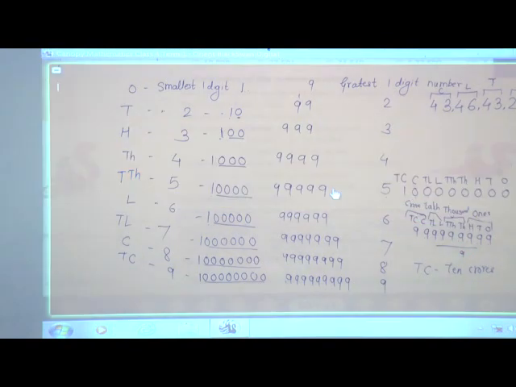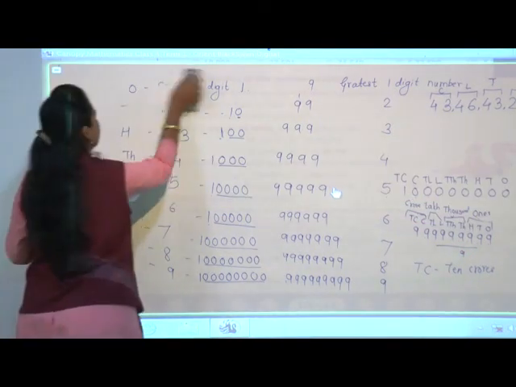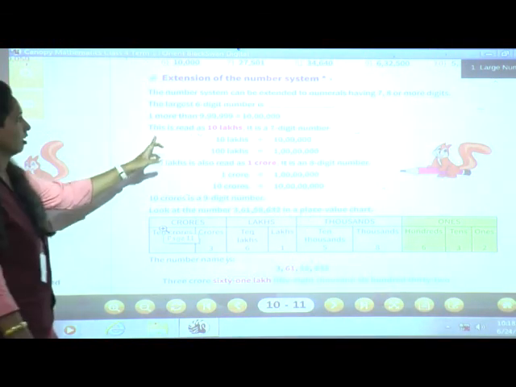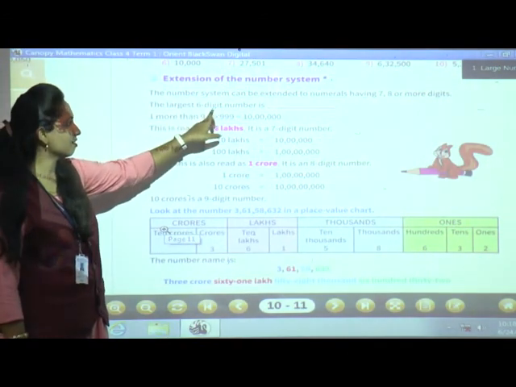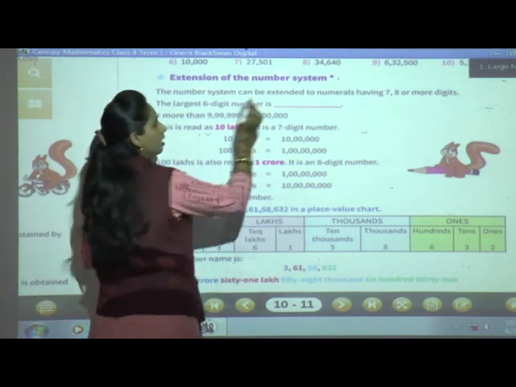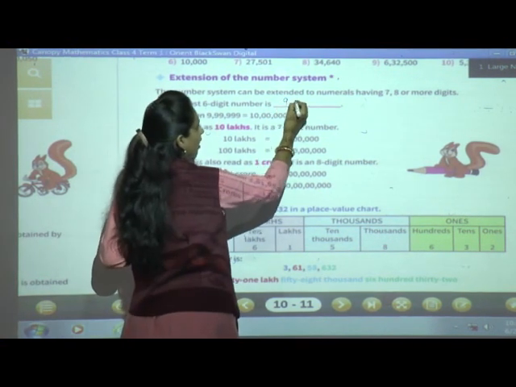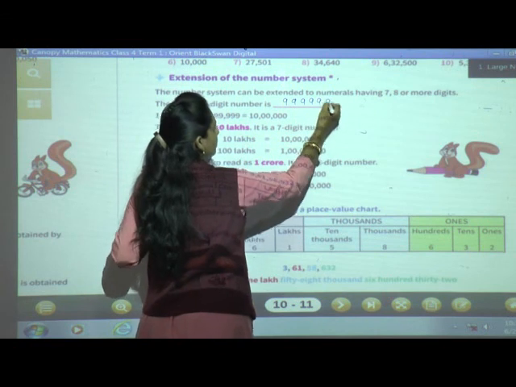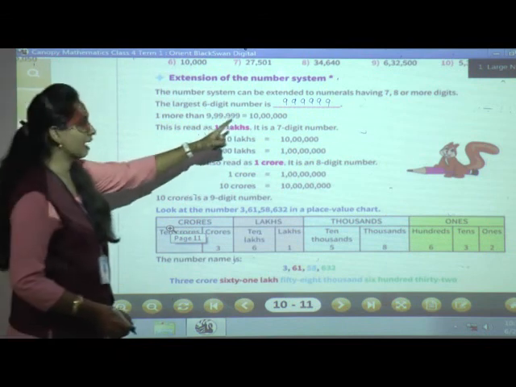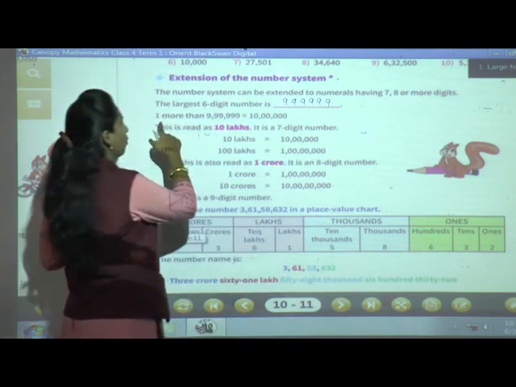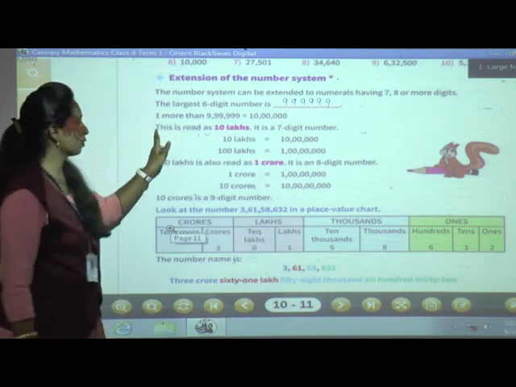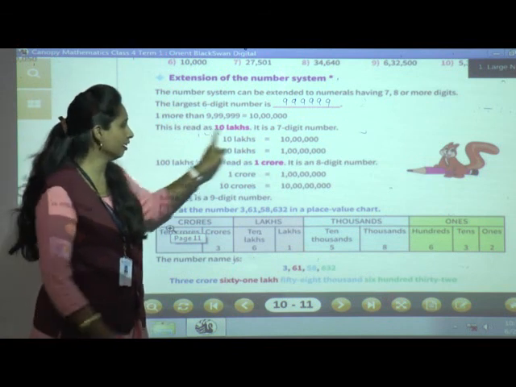Now let's start with the examples. Now see here, we have learned the largest 6-digit number. Now you are able to say, largest means 9. So how many times? 6 times. 1, 2, 3, 4, 5, 6. The largest 6-digit number will come in lakhs place. Now when we add 1 in this number, we get 10 lakhs. So this is read as 10 lakhs.